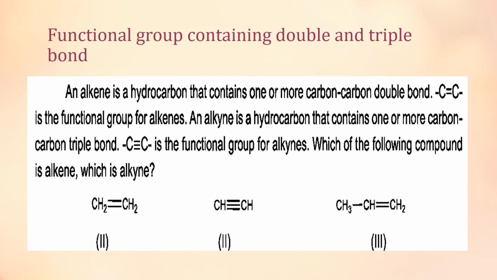You can see the example here. Here CH2 double bond CH2 is ethene, having the double bond between these two carbon atoms. Another example is ethyne. Ethyne contains two carbon atoms which are attached by a triple covalent bond. And the last example is propene, CH3 CH double bond CH2. This indicates that two carbon atoms have the double bond. So the presence of this double bond itself acts as the functional group.